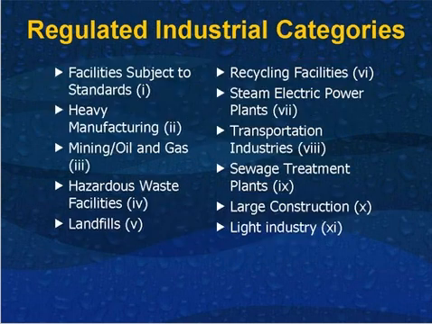So here you can see the different major categories of industrial activities that are covered. Again, things like heavy manufacturing, landfills, recycling facilities, public transportation type facilities, sewage treatment plants. As we discussed before, large construction is technically a regulated industrial category, but that's typically covered under a separate general permit, so we cover that under the category that Nikos just covered.